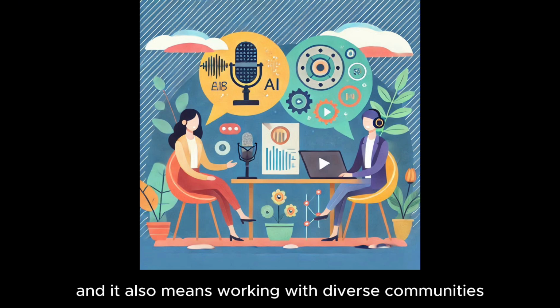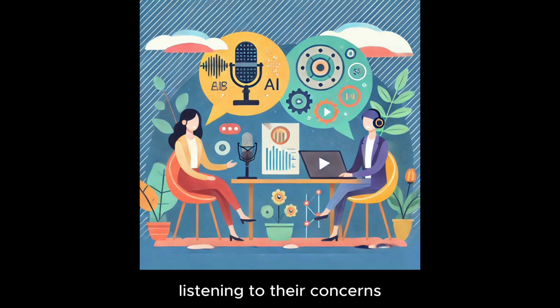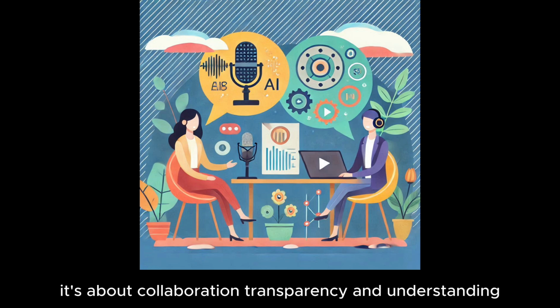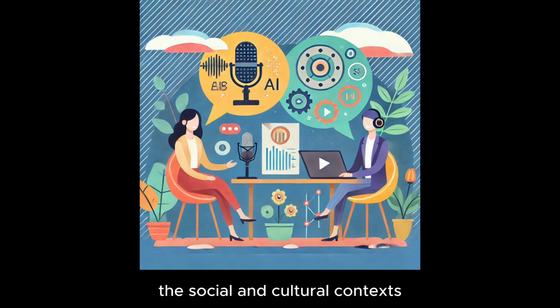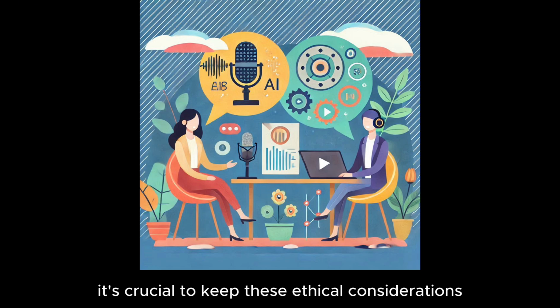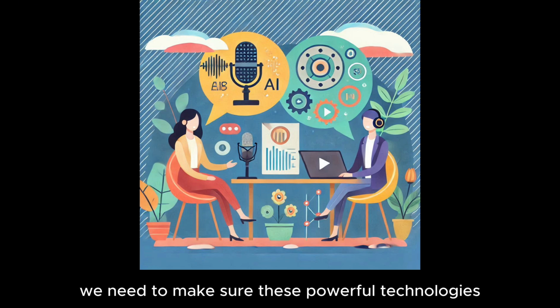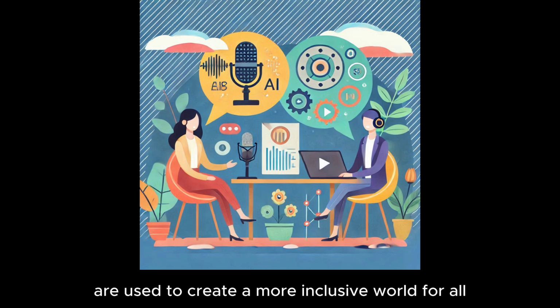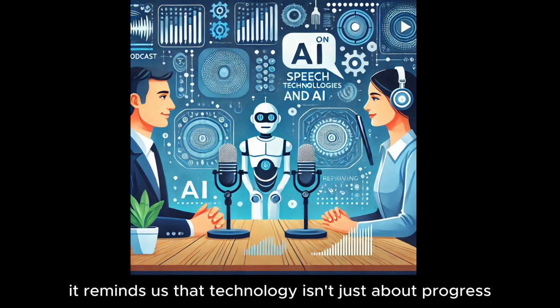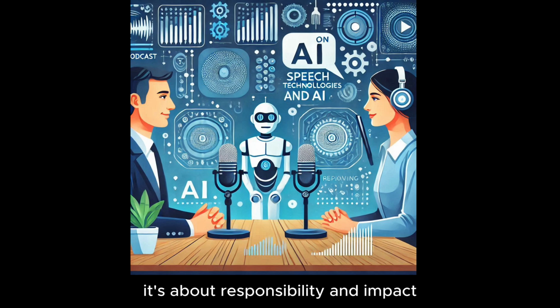Exactly. And it also means working with diverse communities, listening to their concerns, and making sure these technologies benefit everyone. It's about collaboration, transparency, and understanding the social and cultural context where these technologies will be used. Absolutely. As we keep exploring code switching ASR, it's crucial to keep these ethical considerations in mind. We need to make sure these powerful technologies are used to create a more inclusive world for all. That's a great point to end on. It reminds us that technology isn't just about progress, it's about responsibility and impact.